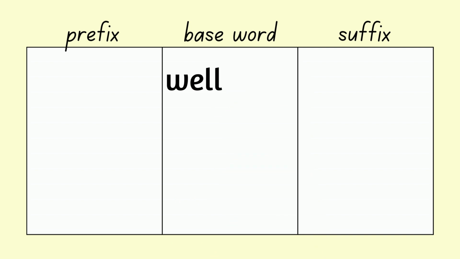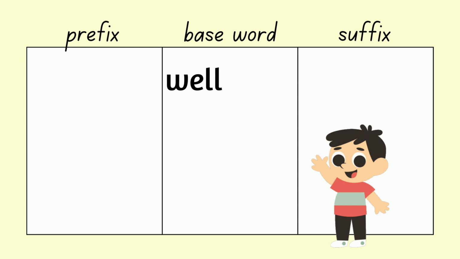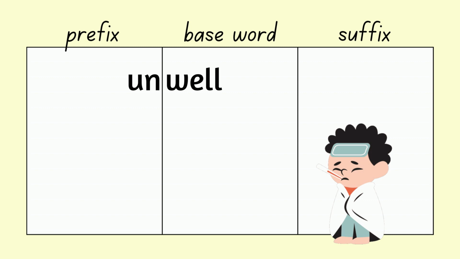Read the base word. If you are well, you are feeling great, really healthy. But if we added the letters un to the beginning of well, then it would become unwell. What does unwell mean? It means you're feeling sick and terrible. It's the opposite of being well and healthy.